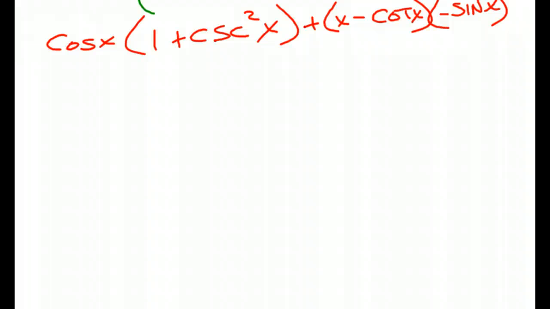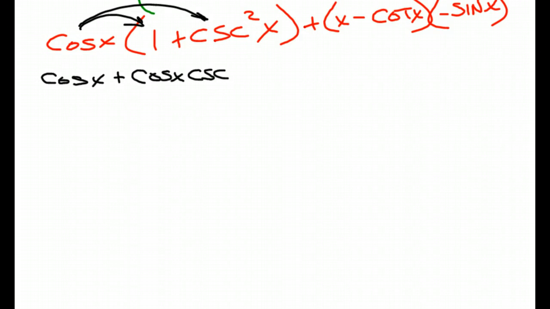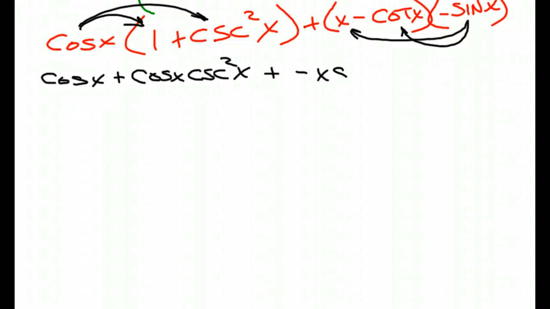I have to look at the notes I made as I solved this. Okay, let's distribute our cosine of x up there. So we're going to go here and here. So we have the cosine of x plus cosine of x cosecant squared of x, plus, and then we'll distribute this negative sign here and here. So we have negative x sine of x plus sine of x cotangent of x. So actually we can erase this plus sign right there.